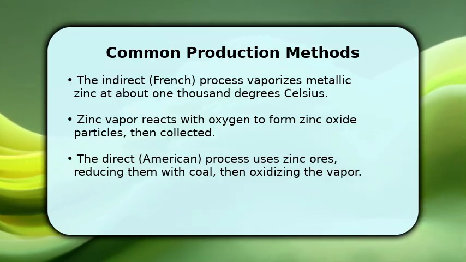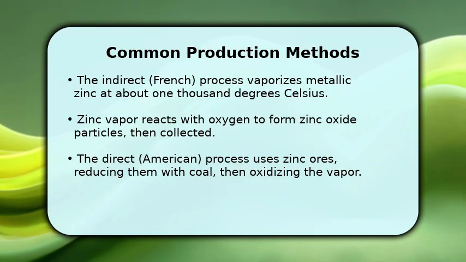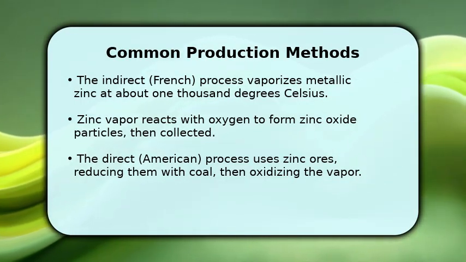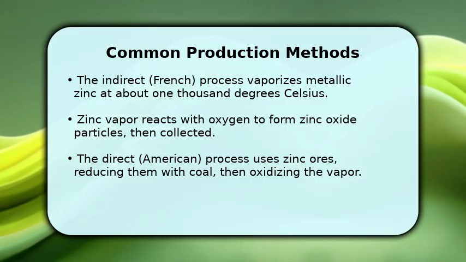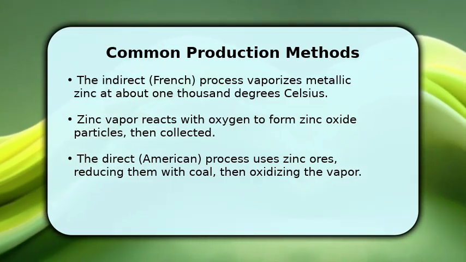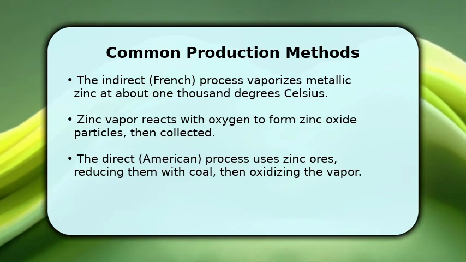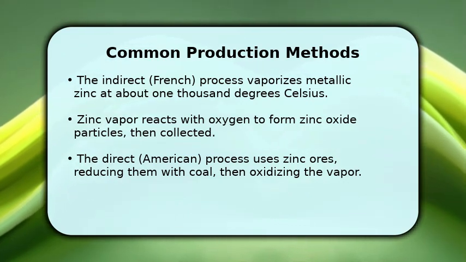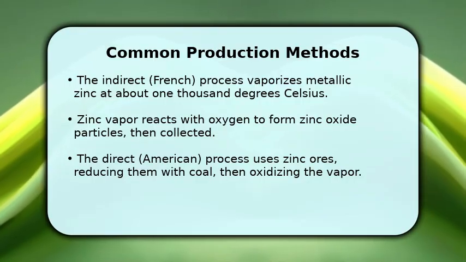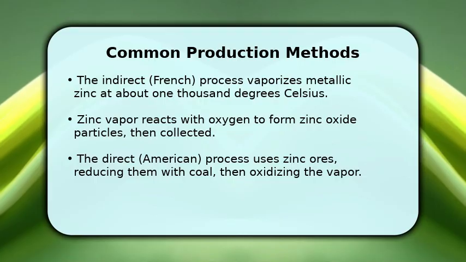Another approach is the direct, or American, process, which starts with zinc ores, reduces them with coal, and then oxidizes the resulting zinc vapor. Additionally, wet chemical methods precipitate zinc salts, which are then calcined at approximately 800 degrees Celsius.